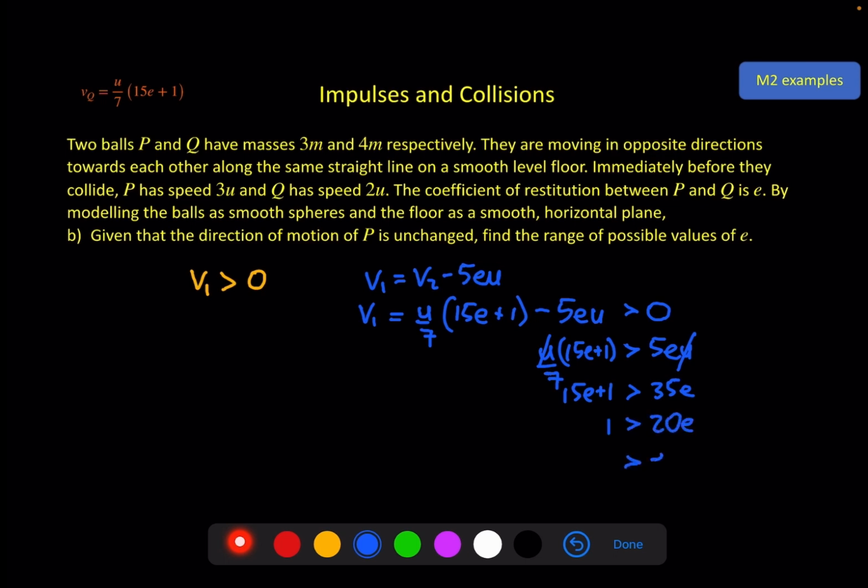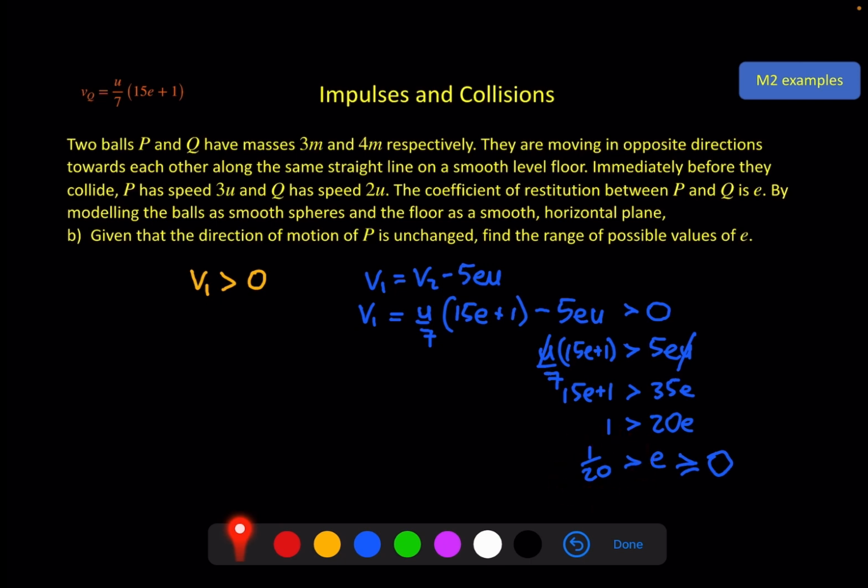so e must be less than 1/20th. But don't leave it there, because e should have two sides for its inequality. We know that e should be less than or equal to 1. Here in this example, we know it's actually less than 1/20. But the other side, we also know it must be greater than or equal to 0. Don't forget to put that bit on. Or if it had been the other way around, if we had found a result for this side, then don't forget to put less than or equal to 1 on this side.